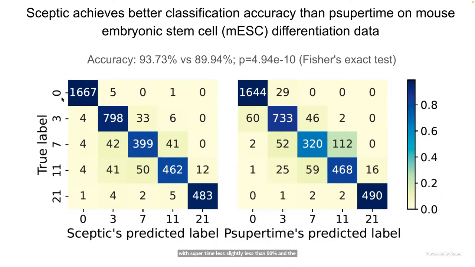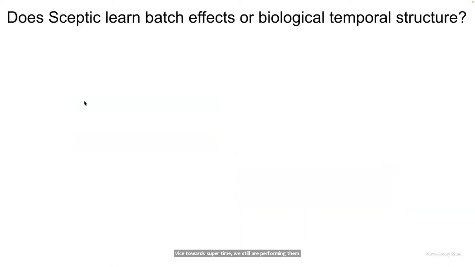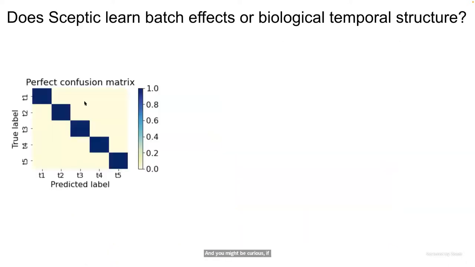We also want to point out Supertime does not have a train test split. It's simply the training performance. So despite the bias towards Supertime, we are still outperforming them. You might be curious whether our SCEPTIC model is simply learning batch effects or the real temporal structure, because imagine a scenario where, for each time label, you have a strong batch effect specific to that time label. You can still train SCEPTIC to achieve a perfect confusion matrix like this.